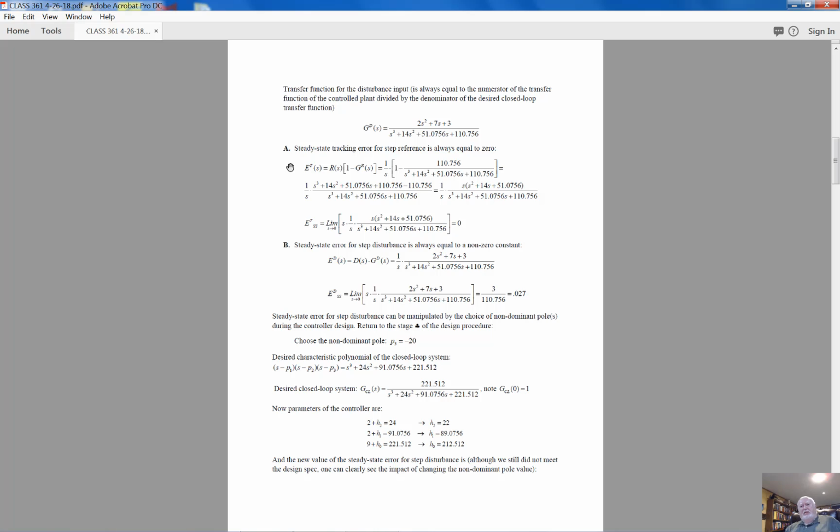It's time to determine the steady state tracking error for the step reference. I'm saying it's always equal to 0. Let's make sure that it is.